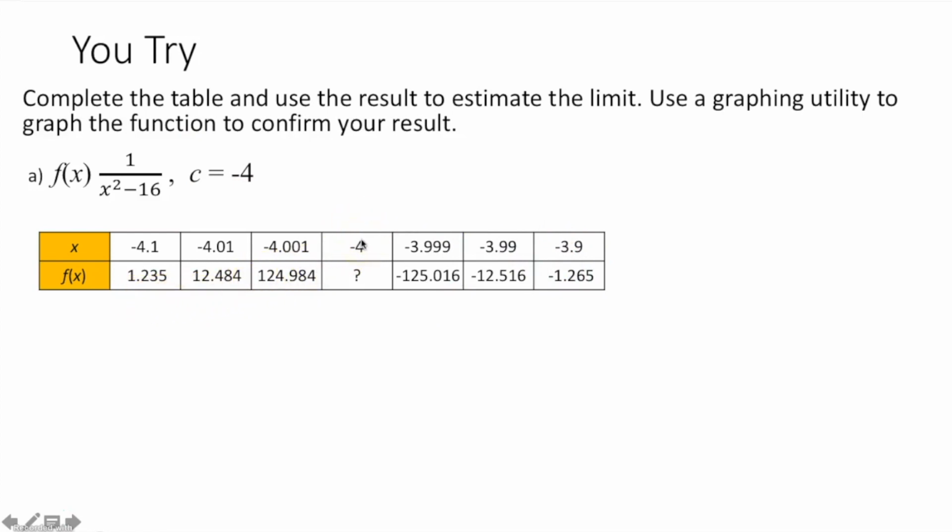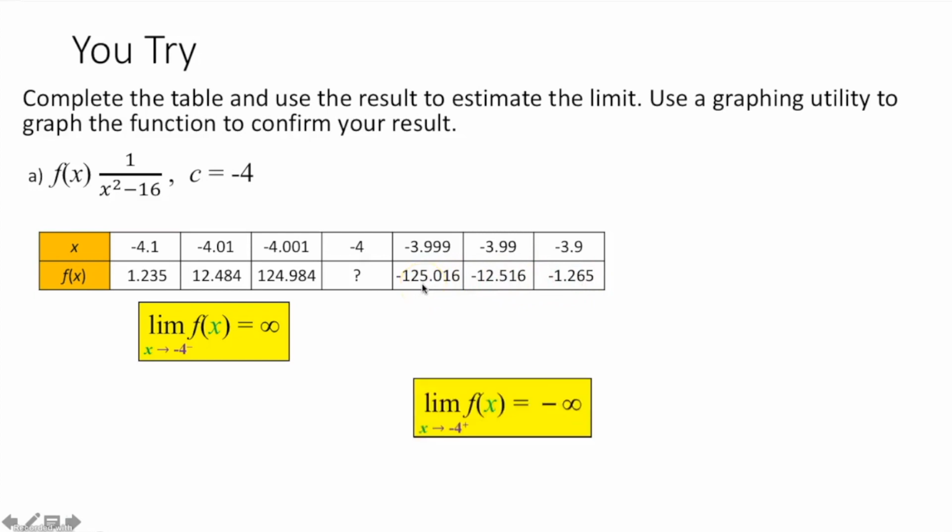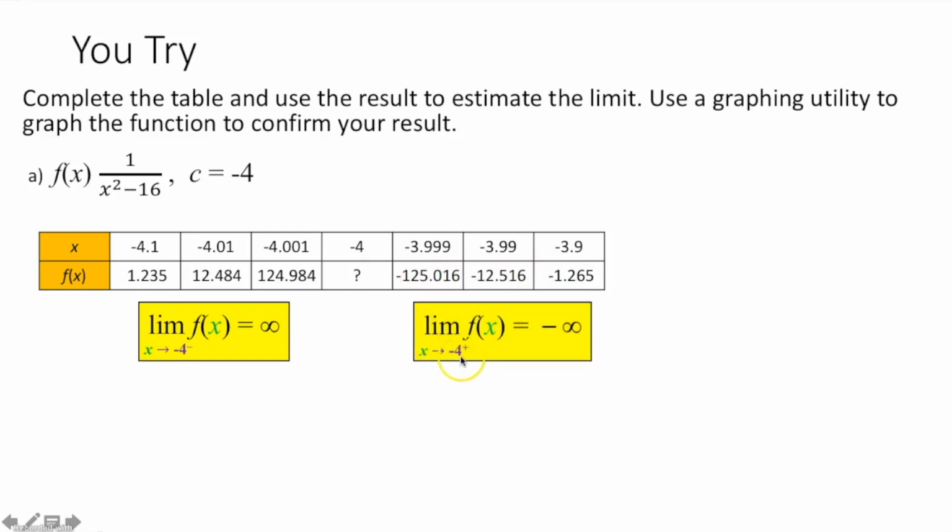Now, from the left, the limit as x approaches negative 4 looks like our function is increasing exponentially. Therefore, we can say the limit as x approaches negative 4 from the left is going to equal positive infinity. The limit as x approaches negative 4 from the right, however, our y values are decreasing exponentially. So we would say the limit as x approaches negative 4 from the right would be equal to negative infinity.